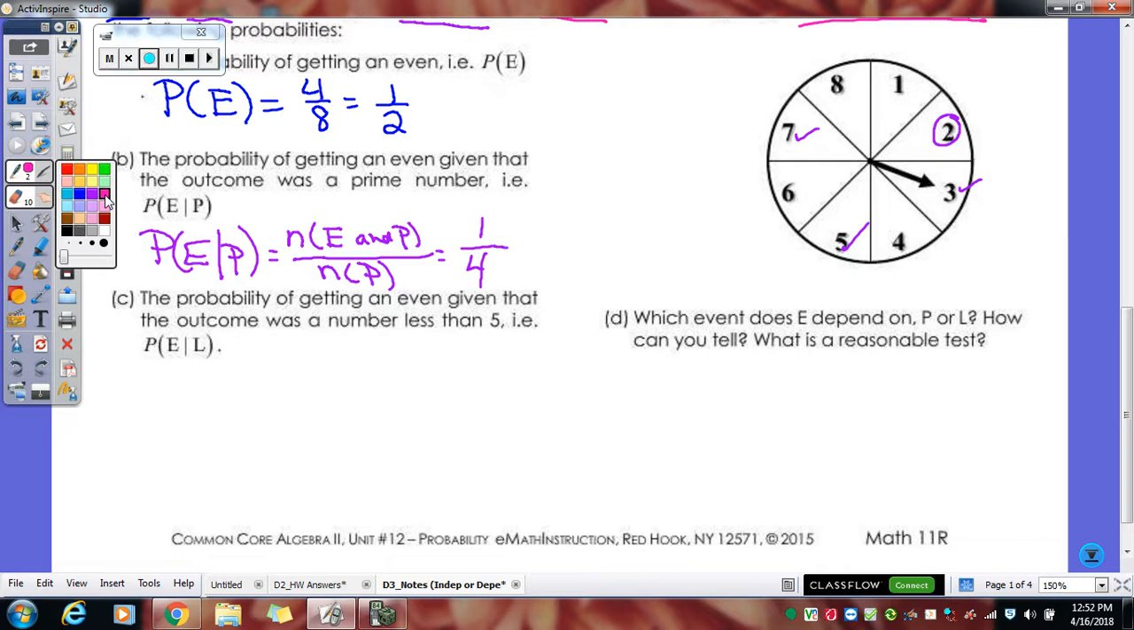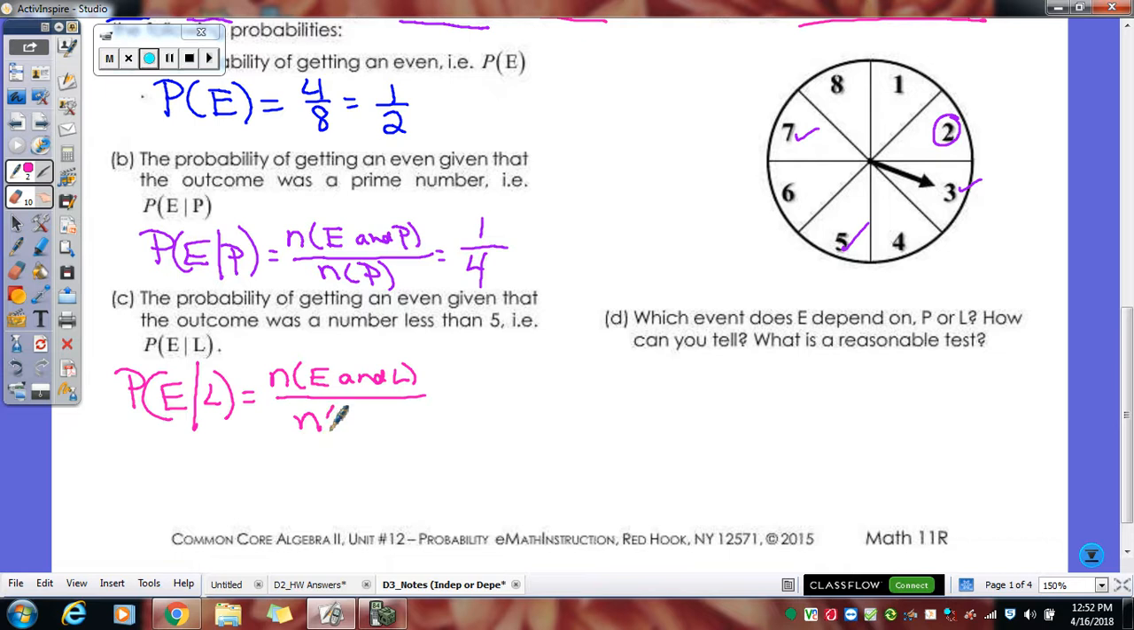So C, the probability of getting an even given that the outcome was a number less than 5. The probability of even given that it's less than 5 would be the number that are even and less than 5, over the number that are less than 5. So how many are even and less than 5? 2. How many numbers are less than 5? And that reduces to 1/2.